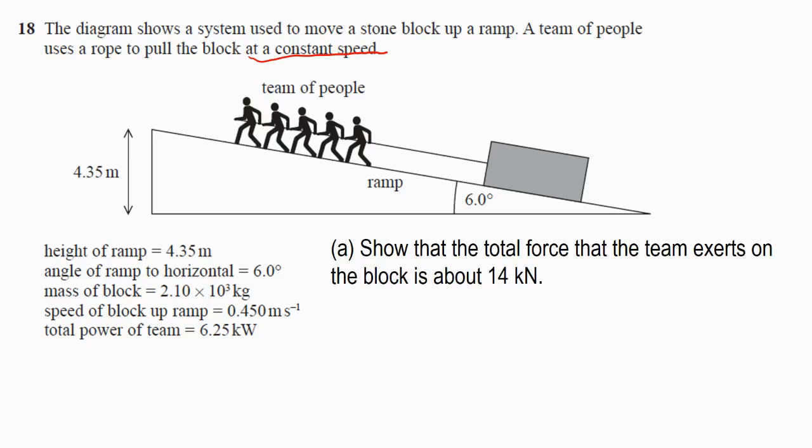What about the first part? Show that the total force that the team exerts on the block is about 14 kilonewton, right? First of all, we have to calculate the force applied by the total team. They have already given the power and the velocity.